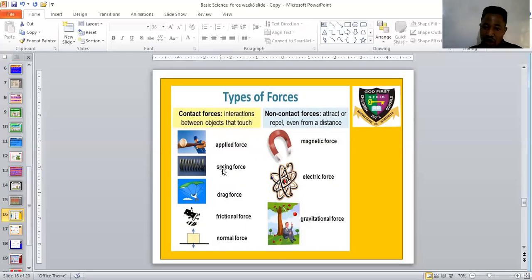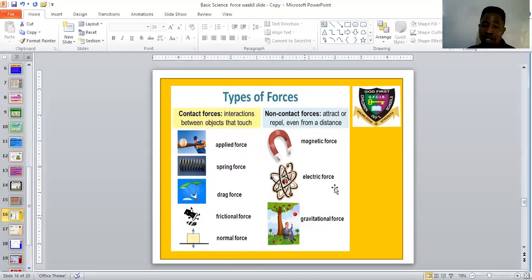This is spring force, a contact force. The force that is applied to a spring that makes it bounce, spring force. And we also have drag force. If you're using a parachute, you need to pull the string of the parachute to make sure it helps the force of gravity acting on the parachute to bring it down safely to the ground. So that is drag force. And this one is frictional force, the force that opposes motion between two surfaces.